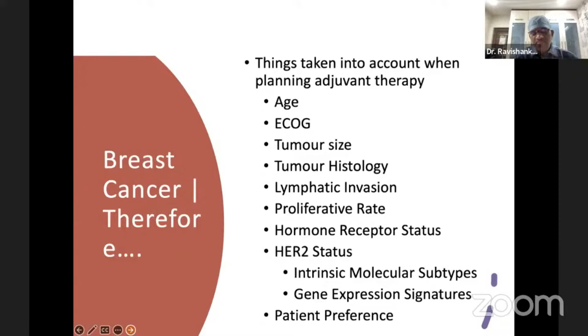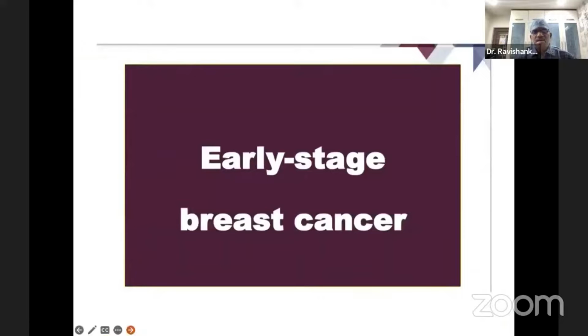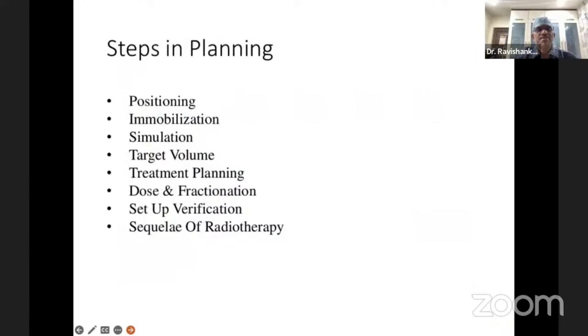We also have limited data on Oncotype DX guiding us whether this particular individual requires radiation or not, and definitely the preference of the patient. So coming to early stage breast cancer, breast conservative surgery is the main approach that many of the surgeons take, followed by radiation, because all the patients who undergo breast conservation surgery require radiation.